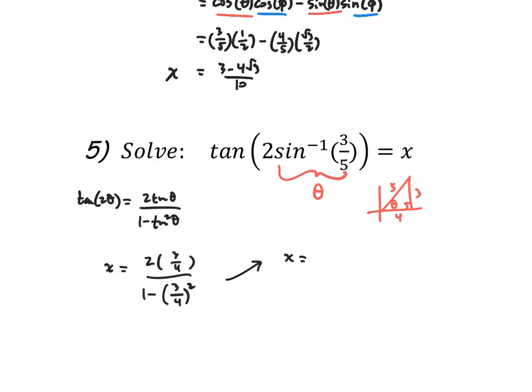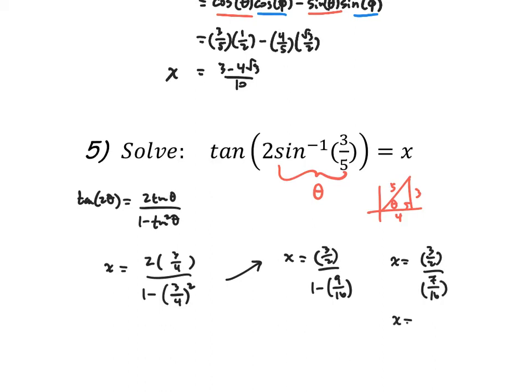Did I do that right? Yes, I think I did. Okay, so 2 times 3/4 is 3/2. And 1 minus 3/4 squared is 9/16. Okay, so x equals 3/2 over 7/16.